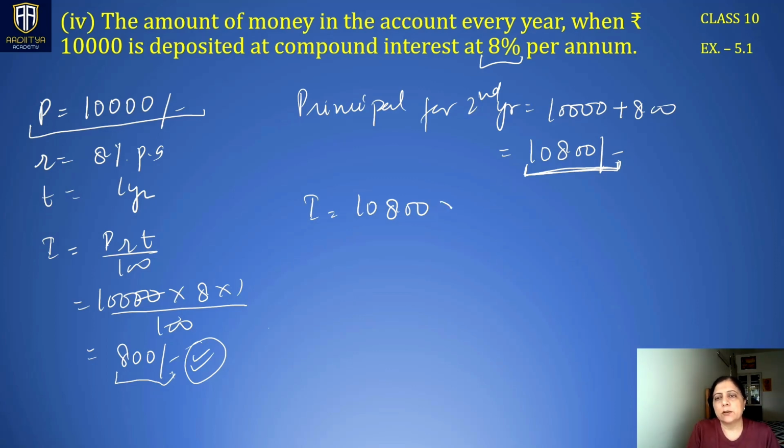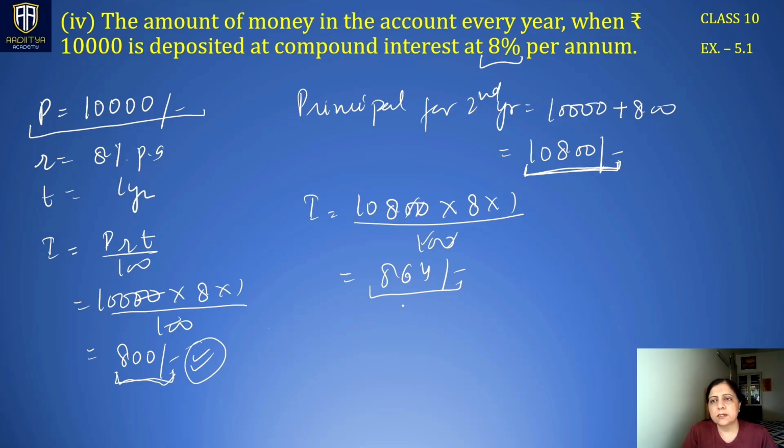So 10,800, rate is 8, again 1. So this becomes 8 8s are 64. The interest for the second year becomes 864. In the first year it was 800, second year it is 864. So the amount of money in the account every year, see, after the first year it will be 10,800.